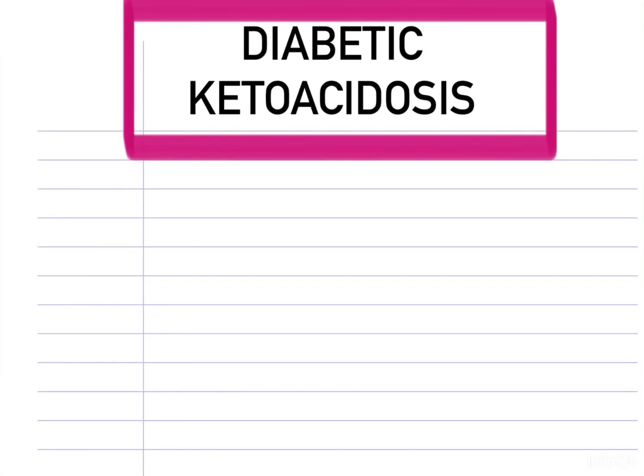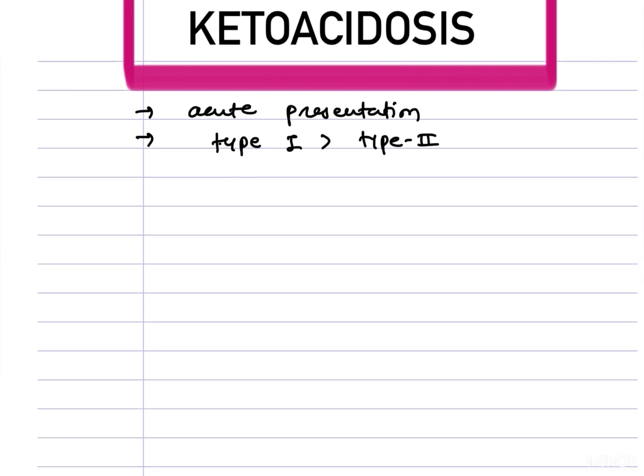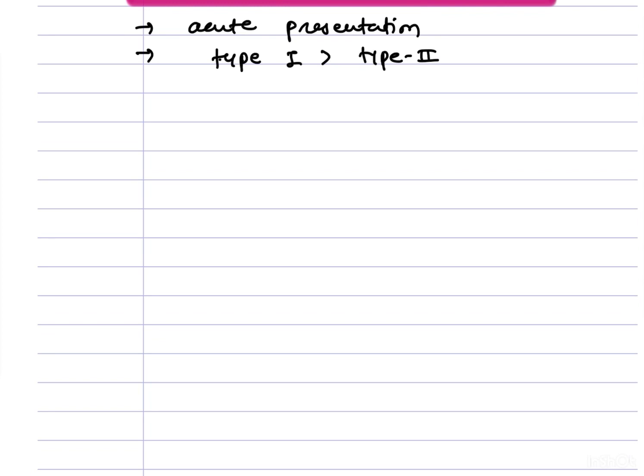Hi friends. So today my topic is diabetic ketoacidosis, which is a very important complication of diabetes mellitus, and it has an acute presentation. First of all, we will get a brief idea that it is more common in type 1 diabetes mellitus than type 2. Why is it more common in type 1 than type 2?